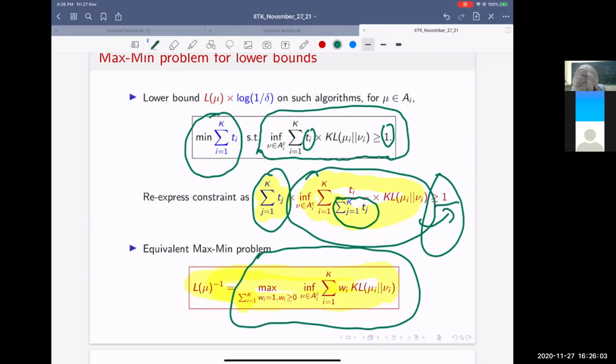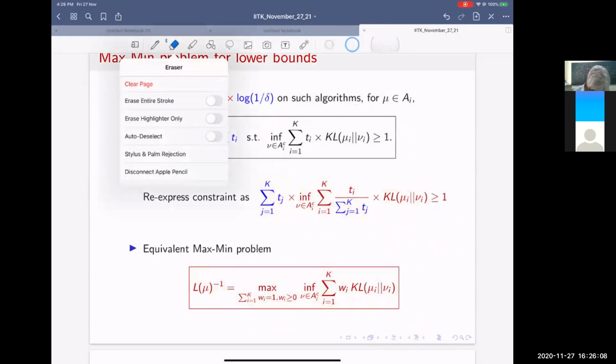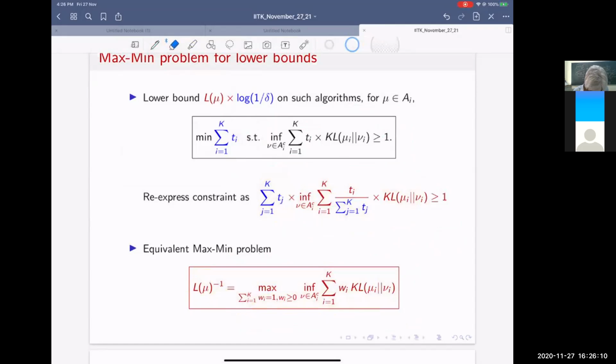So let's appreciate where we are right now. Let me erase everything. We are saying that for the expected amount of computational effort in this partition identification, I have a lower bound, and that lower bound will be just the inverse of this quantity right here.